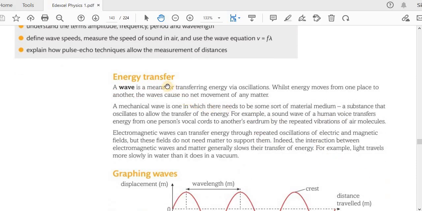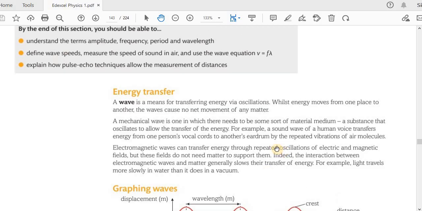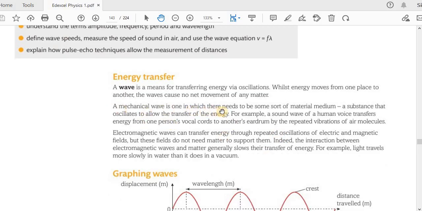Energy transfer. A wave is a means of transferring energy via oscillations. Whilst energy moves from one place to another, the wave causes no net movement of any matter. For example, imagine a water wave in the sea. A mechanical wave is one in which there needs to be some sort of material medium, a substance that oscillates to allow the transfer of the energy. For example, a sound wave or a human voice transfers energy from one person's vocal cords to another's eardrum by repeated vibrations of air molecules.